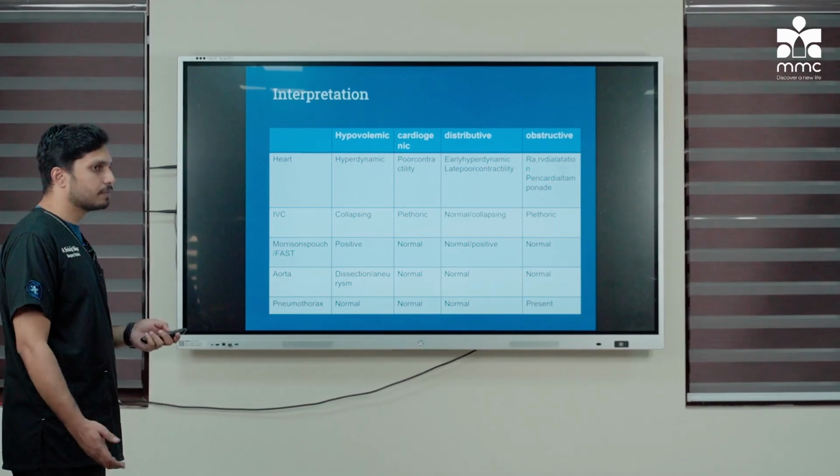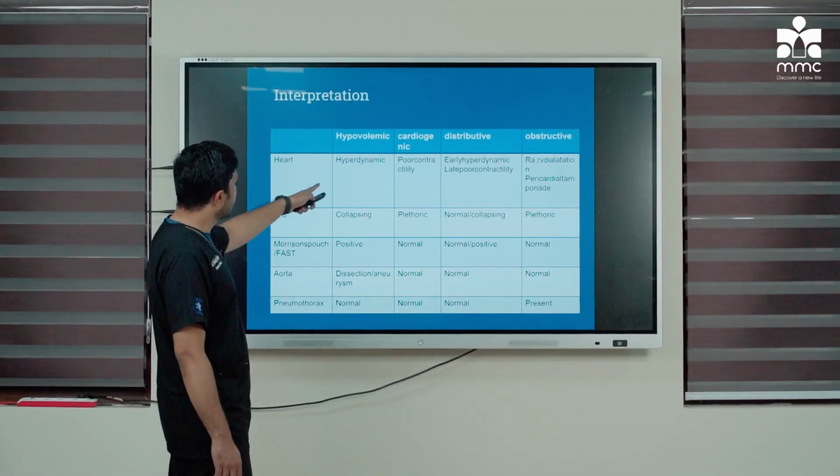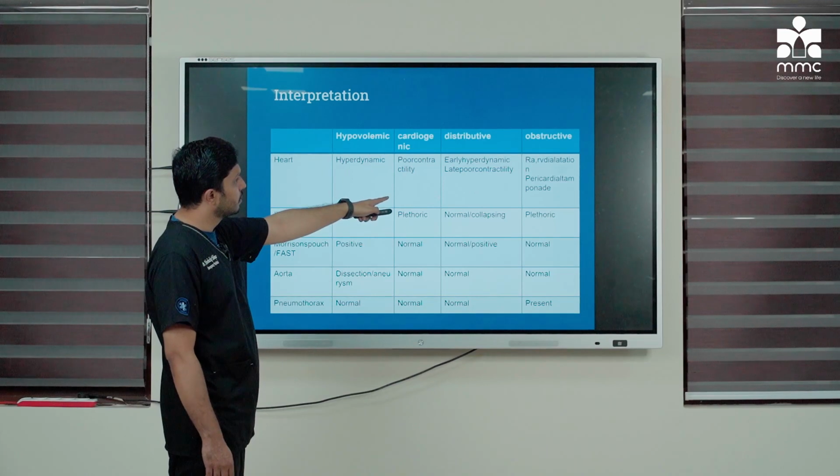So how will you interpret? From the heart we are looking at the hyperdynamic, poor contractility things.